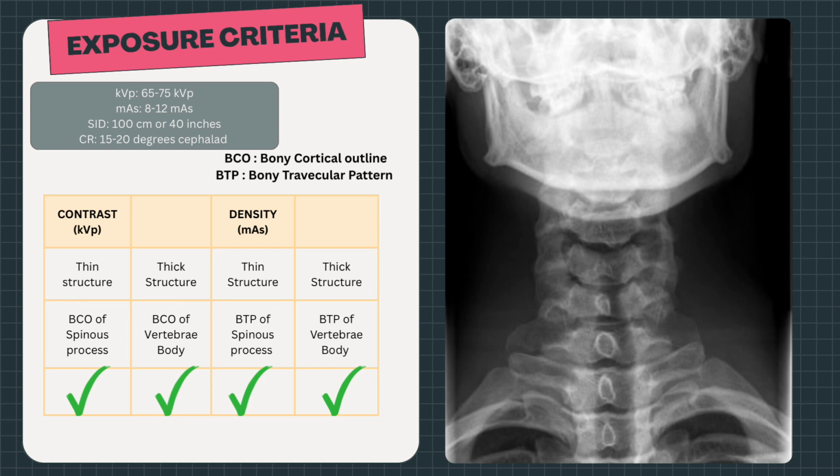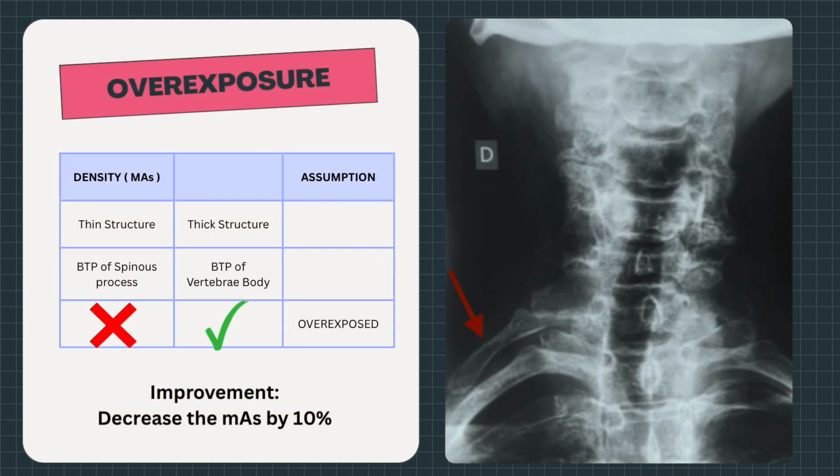For example, in this radiograph, we can see the BCO of the thin structure, which is the spinous process, and the BCO of the thick structure, which is the vertebral body. This indicates that the kVp used is adequate for penetration and radiographic contrast. We also can see the BTP of the thin structure, which is the spinous process, and the BTP of the thick structure, which is the vertebral body. This means the mAs used is adequate for details and density. This means both the kVp and mAs used are adequate, so no improvement is needed for the exposure factors. There are also other scenarios of exposure criteria, where the radiograph can be overexposed, underexposed, or overpenetrated.